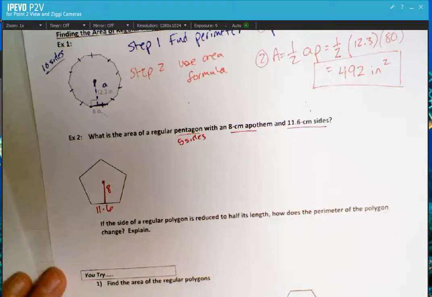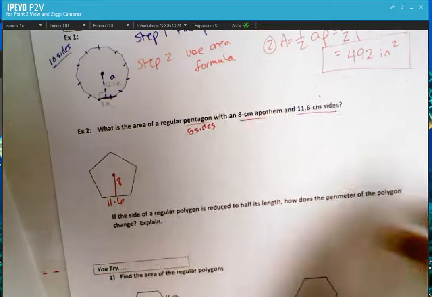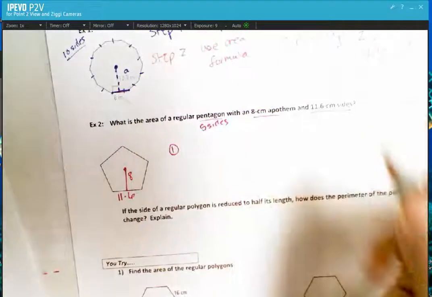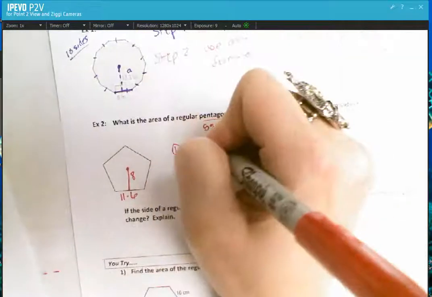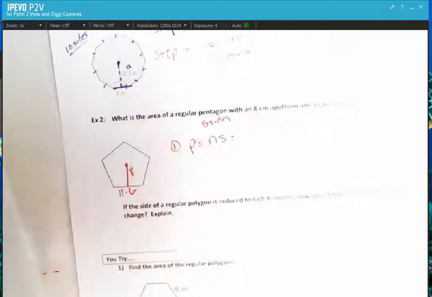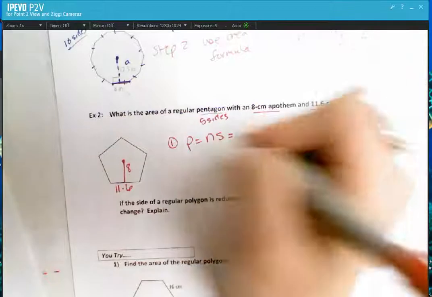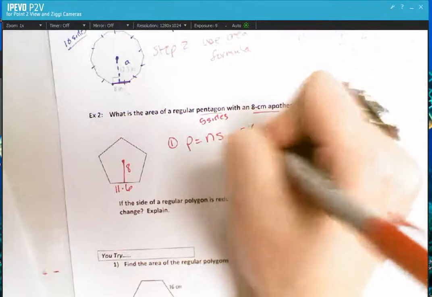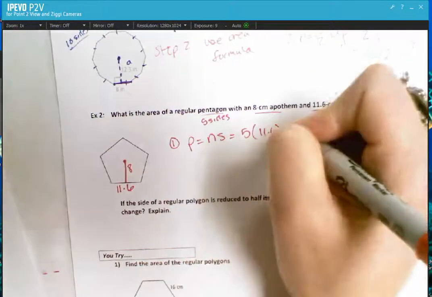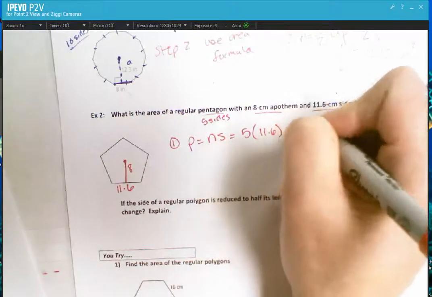We need an apothem and we need a perimeter. So we need to find, step 1, the perimeter. The perimeter is equal to n times s. So remember, when you're using a formula, write the formula down, then substitute in the pieces. The number of sides is 5. Each of those sides is 11.6, so our total perimeter is 58.